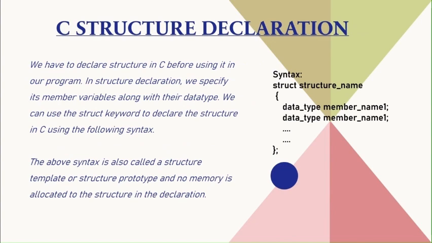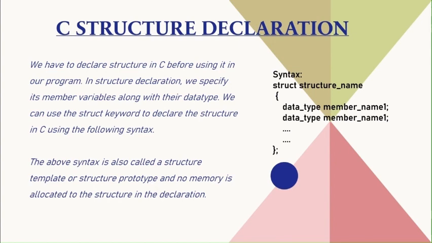Let's go into the declaration part. We have to declare a structure in C before using it in our program. In structure declaration, we specify its member variables along with their data types. We can use the struct keyword to declare the structure in C using the following syntax.